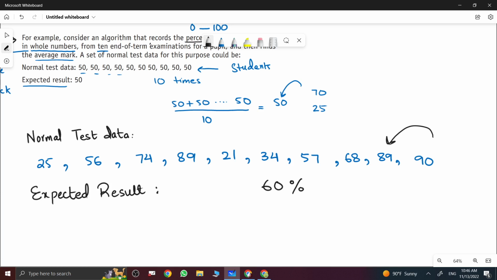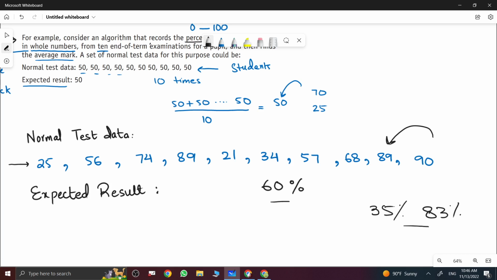Now, let's suppose this data is used as normal test data in your algorithm and you are not getting the average percentage as 60%. Instead, you are getting some other value, let's suppose 35 or 83%. Since your actual result is not similar to your expected result, you can say that there is some error in your algorithm.